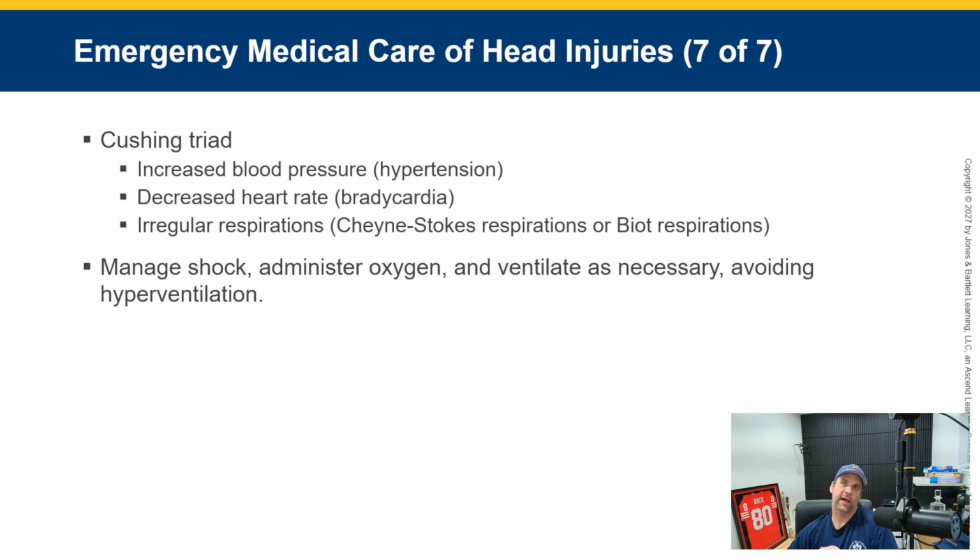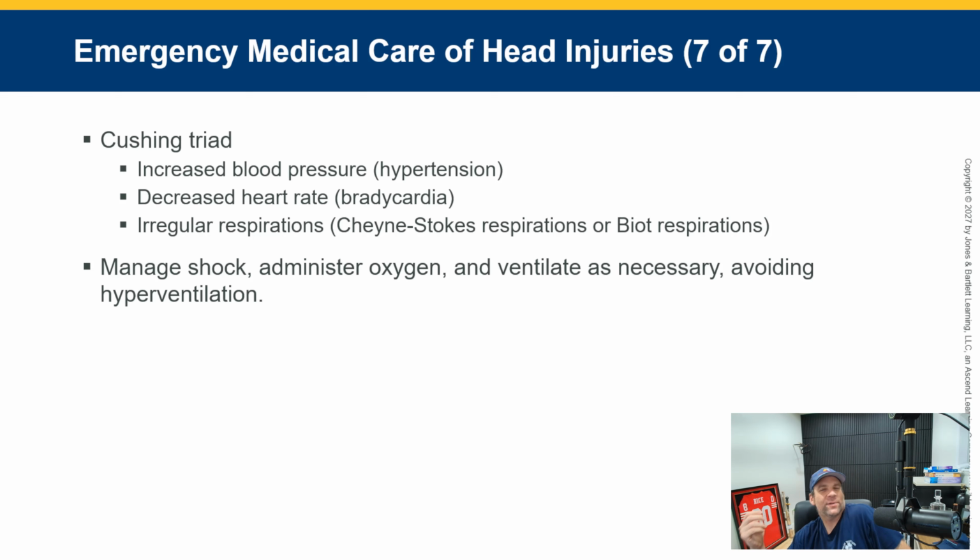Now the rising blood pressure is more of a compensatory mechanism, an attempt to maintain blood flow through that compressed brain. The slowing pulse and abnormal breathing indicate that the brainstem is being affected. The patient requires immediate transport, continuously monitoring their neurological status, maintaining airway, supporting their oxygenation and ventilations, and treating for shock and bleeding.